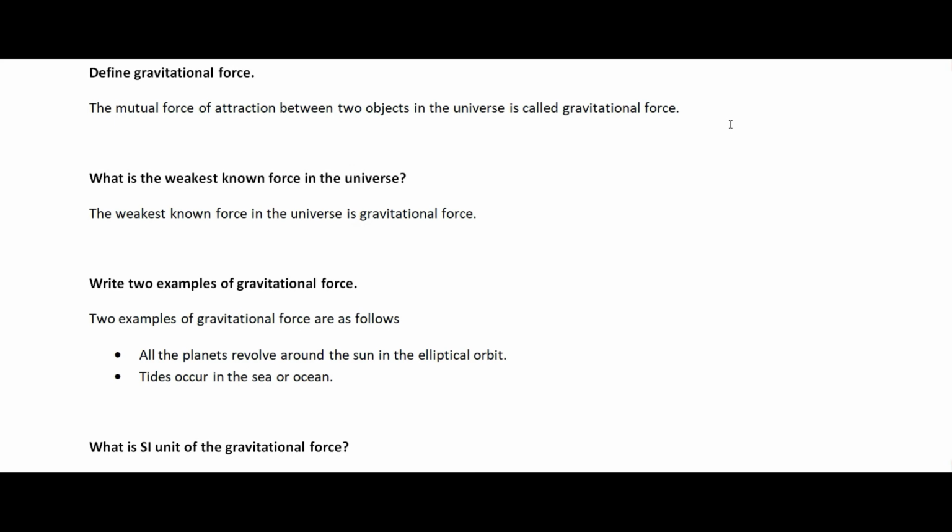That means if there is no gravitational force, then the planets cannot revolve around the sun. The planets can revolve around the sun in the elliptical orbit only because of the gravitational force. The gravitational force of attraction between the planets and the sun is responsible for the planets revolving around the sun in the elliptical orbit. So this is the first effect of the gravitational force, one example which we can notice.